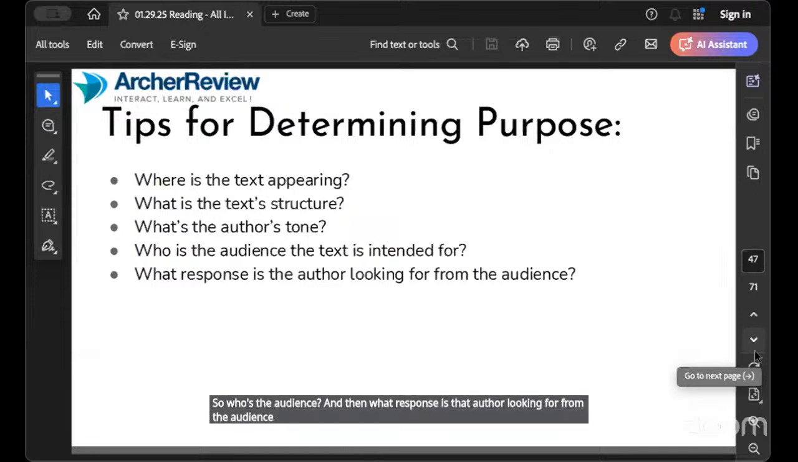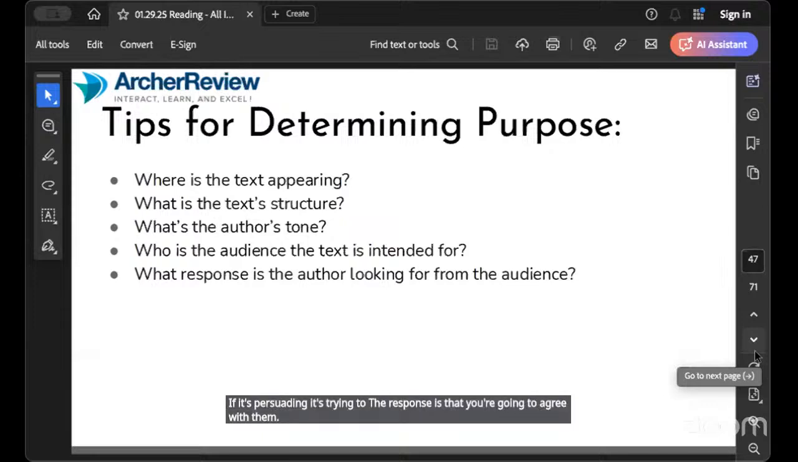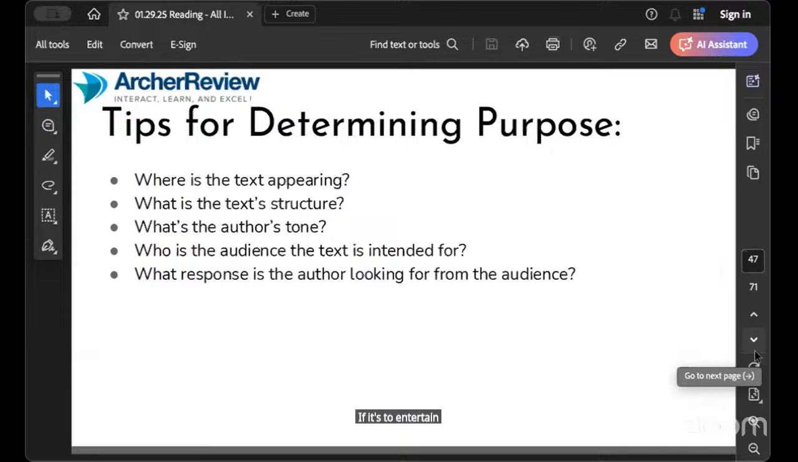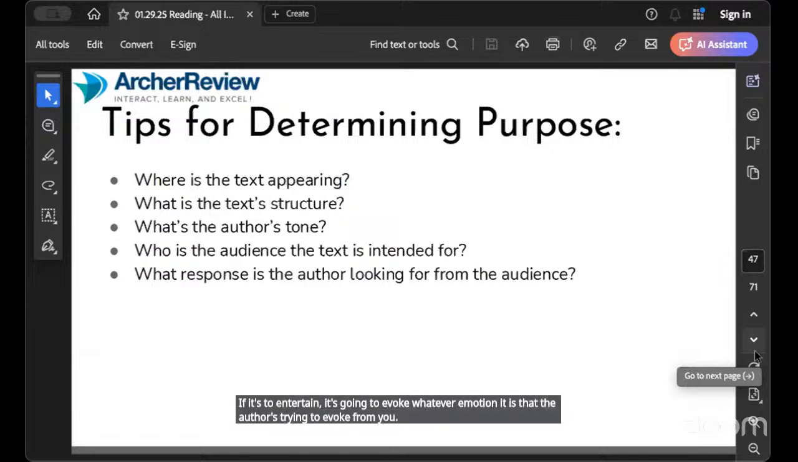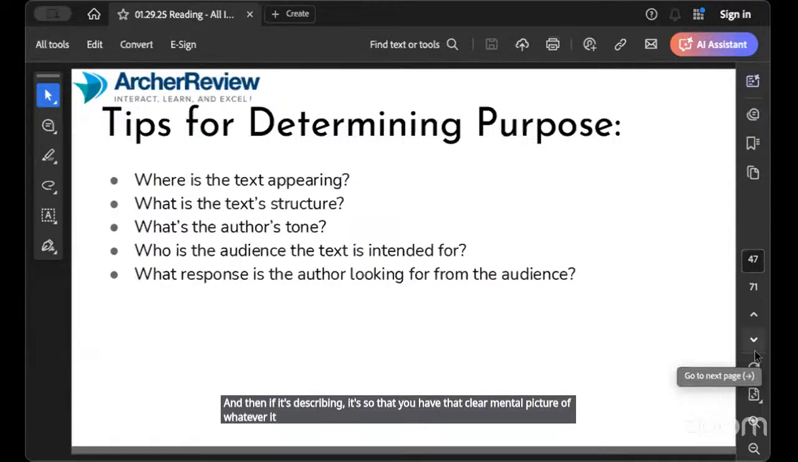And then what response is that author looking for from the audience? If it's to inform, they're just looking for you to gain knowledge. If it's persuading, the response is that you're going to agree with them. If it's to entertain, it's going to evoke whatever emotion it is that the author's trying to evoke from you. And if it's describing, it's so that you have a clear mental picture of whatever it is that's being described.